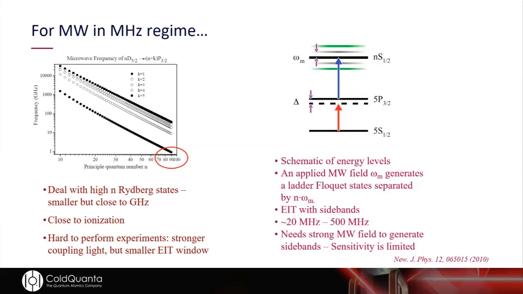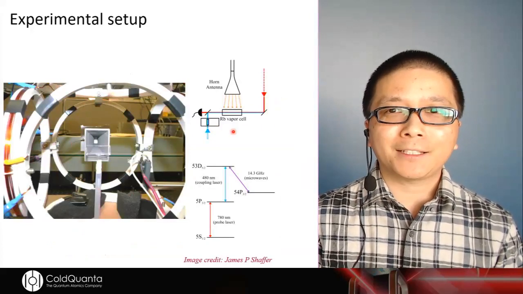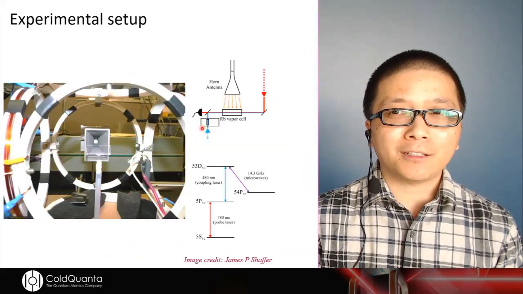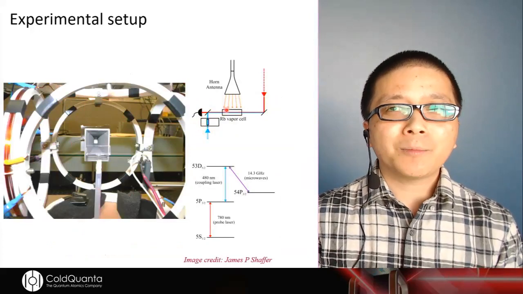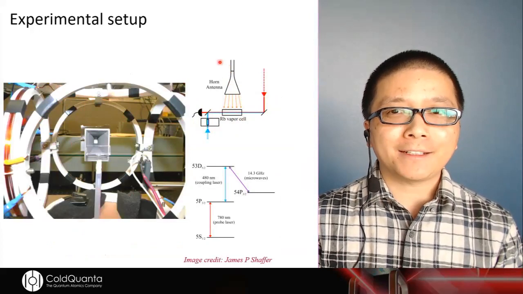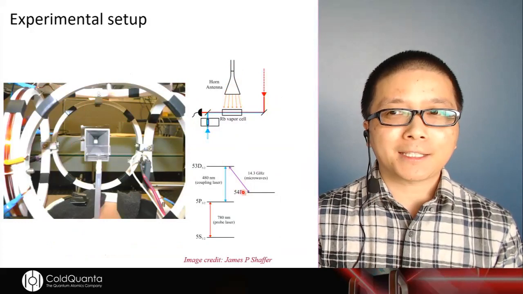In this talk, we're going to still focus on the idea of coupling microwave between two Rydberg states. This is the experimental setup. The probe light and the coupling light are in a counterpropagating scheme interacting with the alkali atoms in a vapor cell here. The microwave is generated by a horn antenna and is resonant between two adjacent Rydberg states.